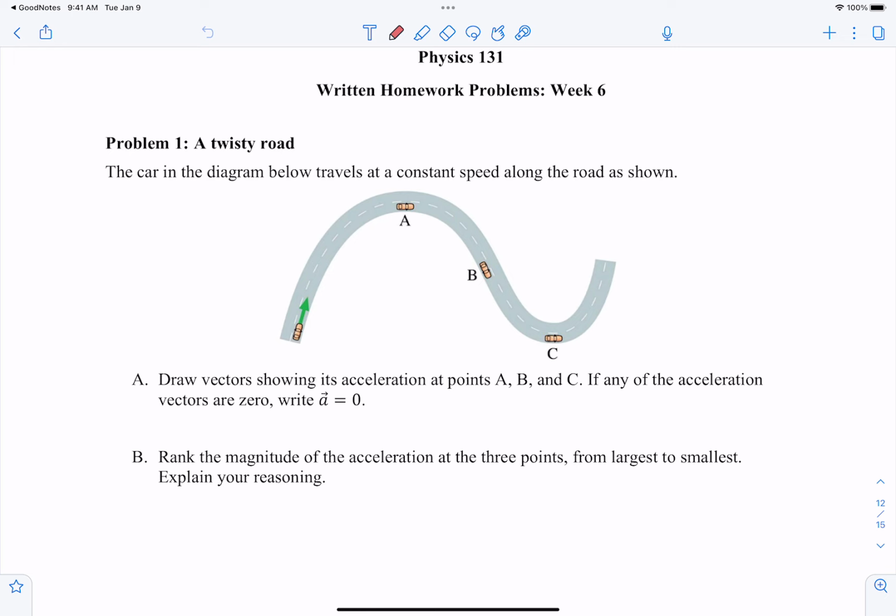So with this homework, we have a lot of centripetal acceleration, centripetal force type problems, right? So first of all, we have twisty road. The car in the diagram below travels at a constant speed along the road as shown, right? So part A is asking us to draw vectors showing its acceleration at points A, B, and C, and if any of the acceleration vectors are 0, we write that acceleration is equal to 0.